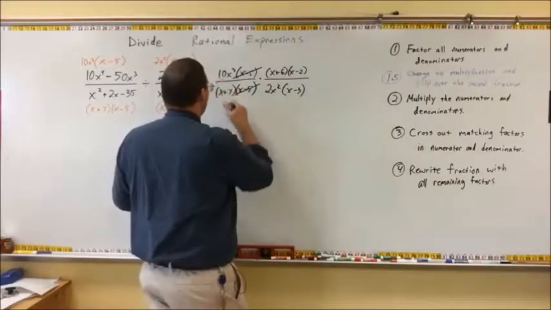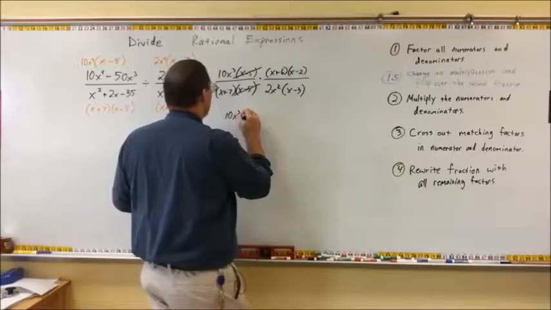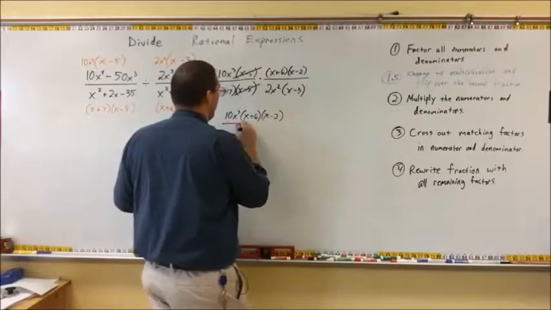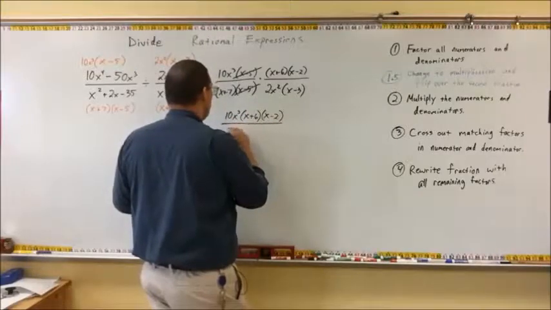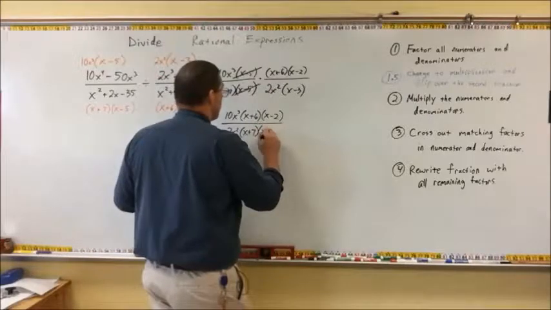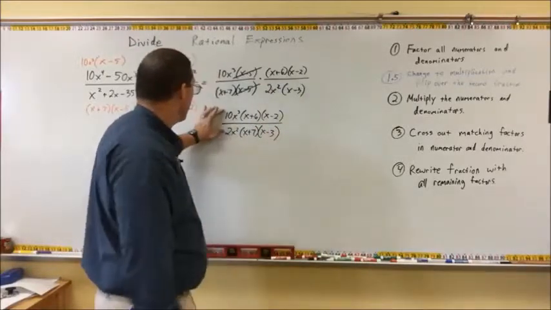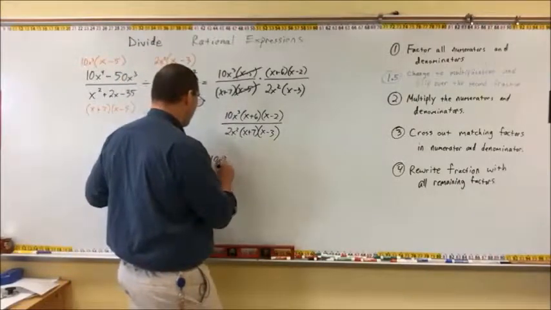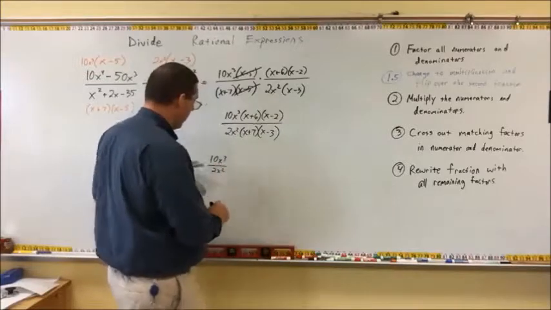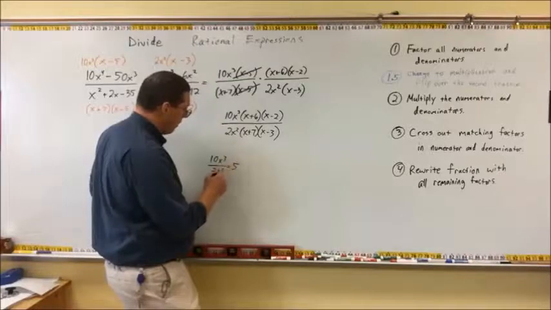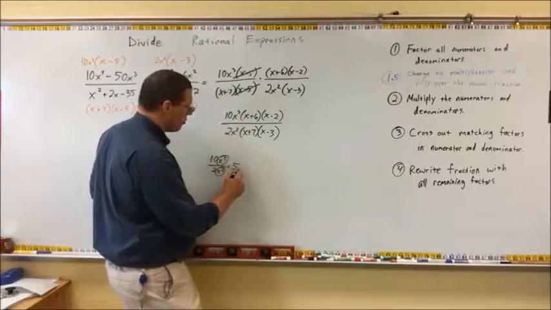So I'm going to rewrite the whole thing. 10x to the third times x plus 6 times x minus 2 over 2x squared times x plus 7 times x minus 3. Now, see this? This can be simplified. If we just did 10x to the third over 2x squared, can't this be broken down? 10 divided by 2 is 5, right? And x to the third divided by x squared, 3 minus 2 is 1, so that's just 5x.